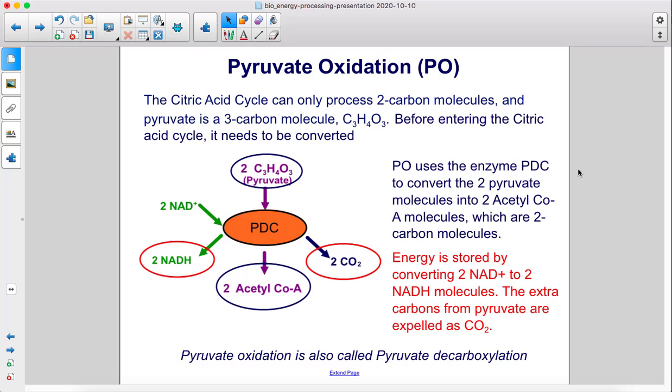Pyruvate oxidation uses the enzyme PDC to convert the 2 pyruvate molecules into 2 acetyl-CoA molecules, which are 2-carbon molecules. Energy is stored by converting 2 NAD+ to 2 NADH molecules. The extra carbons from pyruvate are expelled as CO2. Pyruvate oxidation is also called pyruvate decarboxylation.